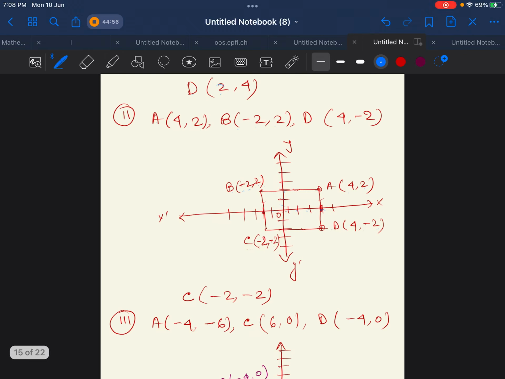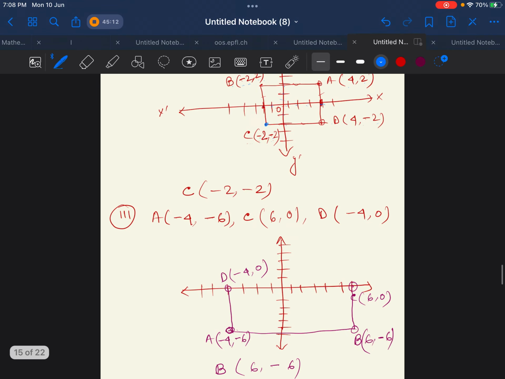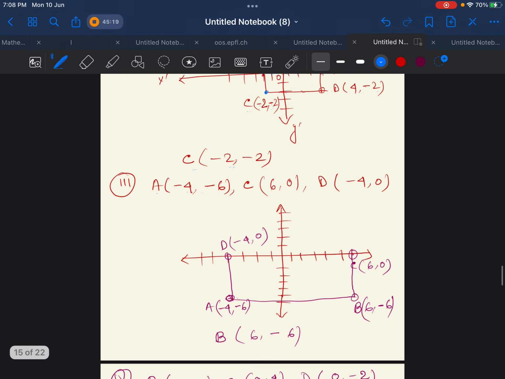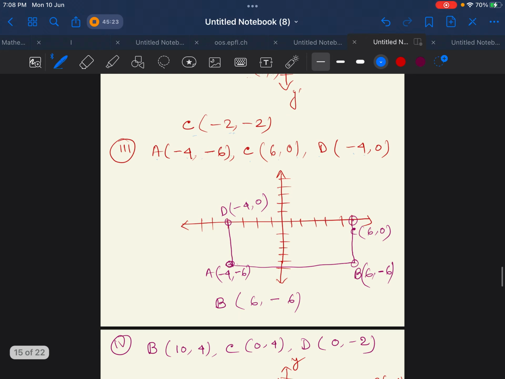Now we have to calculate the coordinate of the vertex C. Here the value of abscissa is minus 2 and the value of ordinate is minus 2. So this point is minus 2, minus 2. C point is minus 2, minus 2. Question number 3: A minus 4, minus 6, C 6, 0, D minus 4, 0. Now we have to plot the graph.